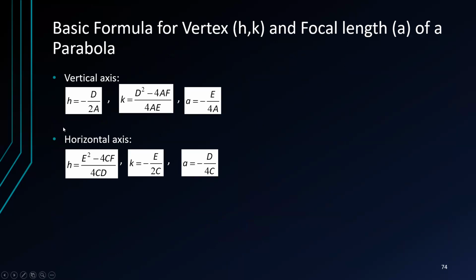So vertical axis, h is equal to negative d over 2a. k is equal to d squared minus 4af over 4ae. a is equal to negative e over 4a. Horizontal axis, h is equal to e squared minus 4cf over 4cd. Parehas na na. k is equal to negative e over 2c. a is equal to negative d over 4c. Okay, you can derive that.